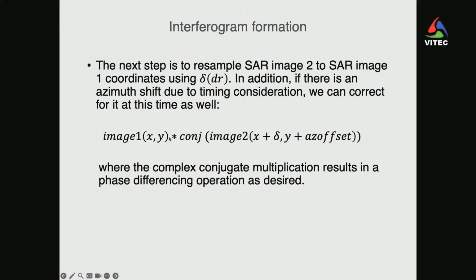And then once we resample the image, the actual interferogram formation is very simple because those are complex numbers, right? And so what you will need is to take the conjugate of the complex number at image 2 and do a pixelwise multiplication, and that will give you the interferogram. If you're looking at the math derivation, that exactly gives you phi 1 minus phi 2 as the resulting phase component. So once the co-registration is done, the InSAR formation step is actually pretty straightforward.